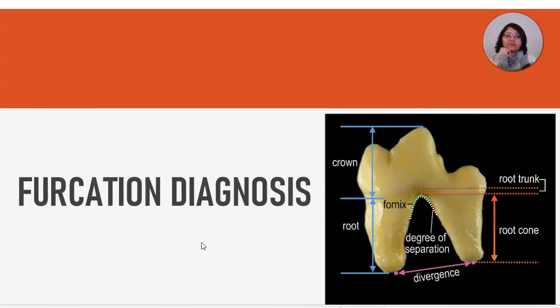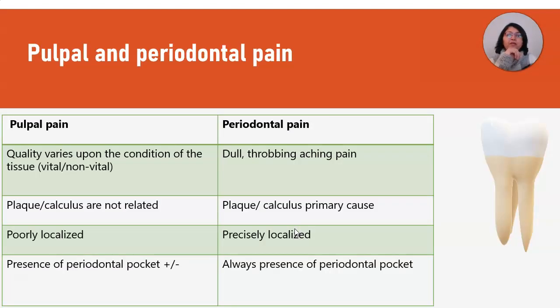So, furcation. From the first picture, you can make out furcations. You've all read about it. You've read about root trunk, root cones, and divergence. So, we all are aware of furcations, and I'm assuming that you know exactly what it looks like. I'm going to move forward here with the pulpal and periodontal pain that I mentioned.